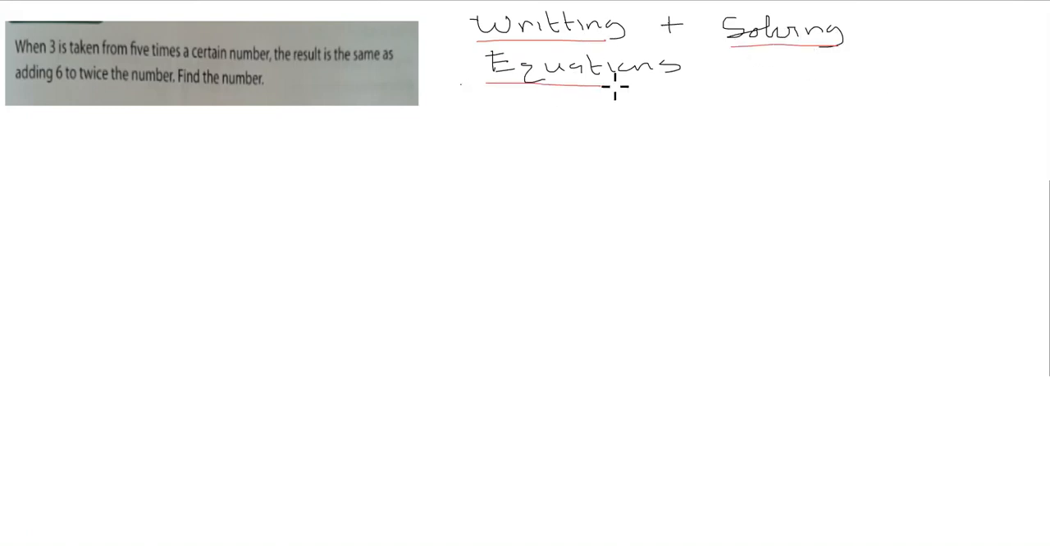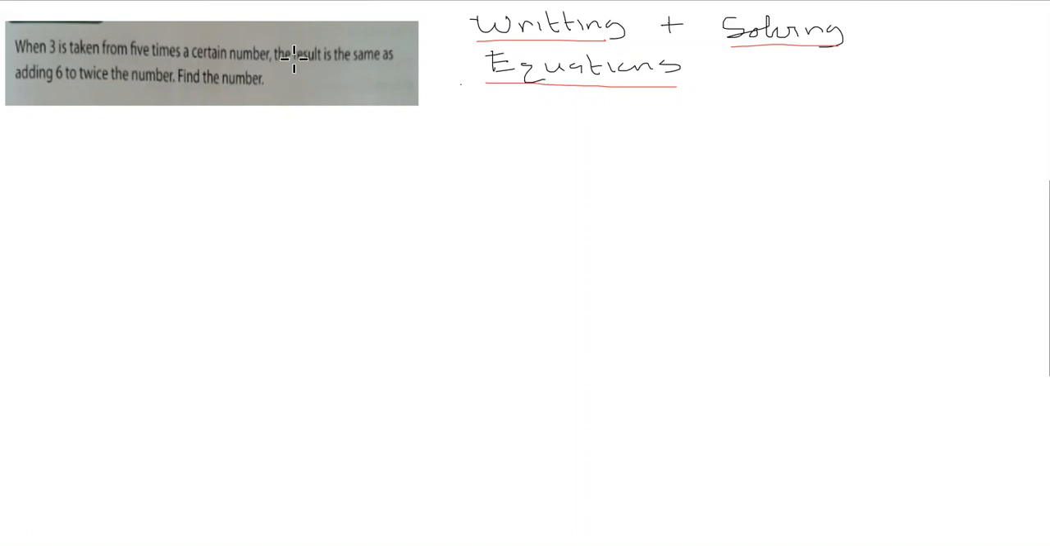We've done a little bit of revision on the solving part, but it's important that you can take a word problem and turn it into an algebraic equation that you can then work through and solve. This will be a typical example of a question you could be asked. When 3 is taken from 5 times a certain number, the result is the same as adding 6 to twice the number. Find the number.